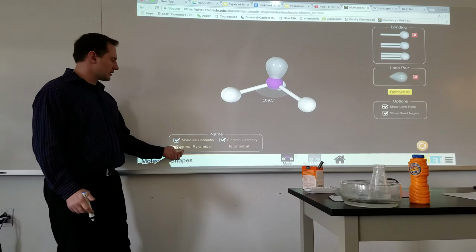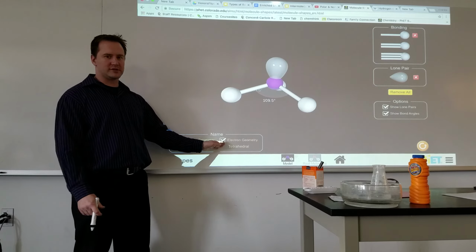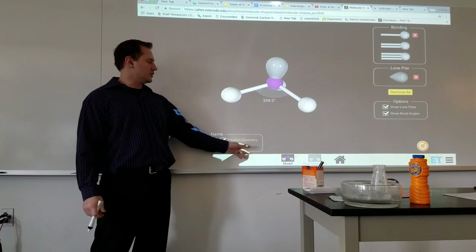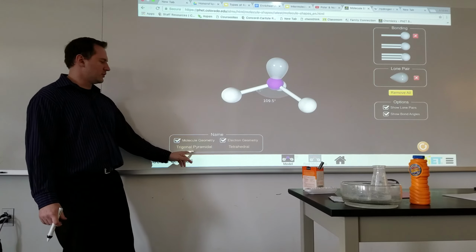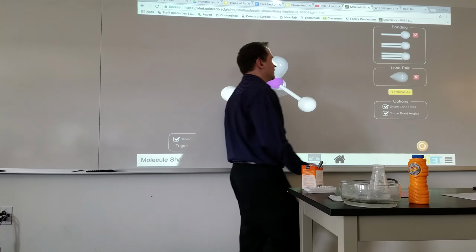So that would be a trigonal pyramidal shape, but if you're looking only at the electrons, it's just like the one we looked at before this. It's like a tetrahedral shape when you're looking at electrons only. However, when you look at where the atoms actually are, you get a trigonal pyramidal shape.